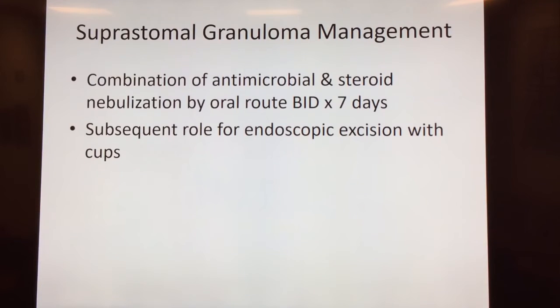The way we make a nebulization from that is 1 cc of Ciprodex mixed with 1 cc of normal saline and nebulized. And then as far as down the road, you want to take a look at the end of those 7 days to see if your granuloma is gone. If it is impeding a capping trial, for example, you could just try capping and see how they do. But then there's a subsequent role for endoscopic excision with cups if the nebulization doesn't work, and so on and so forth as far as surgical excision.